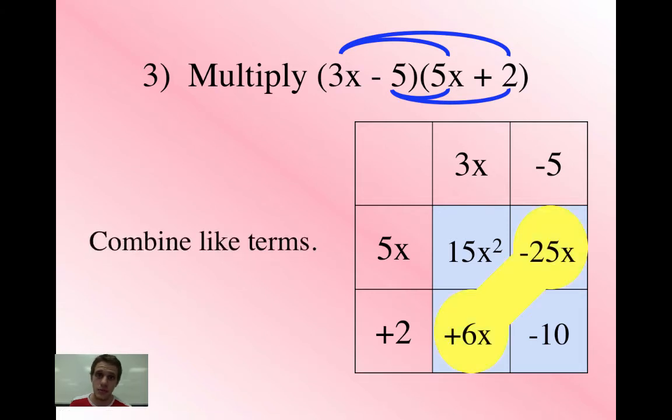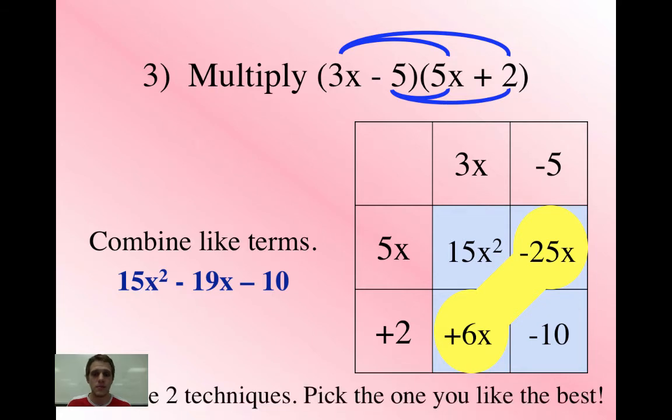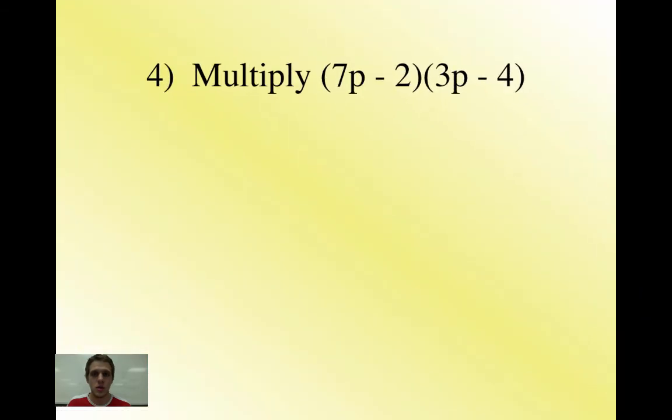From there, last step, combine those like terms. Notice these both have x's as their variables. Keep it out front, 15x squared. Keep our subtraction of 10 on the back side. And then when we combine negative 25x plus 6x, you have your middle term right there. That's our second method of working this out. Whichever one works best for you, you can do.